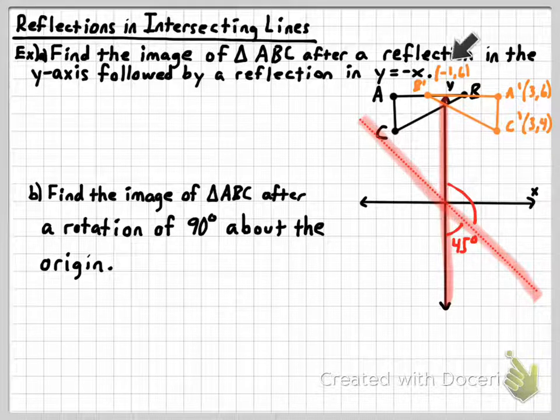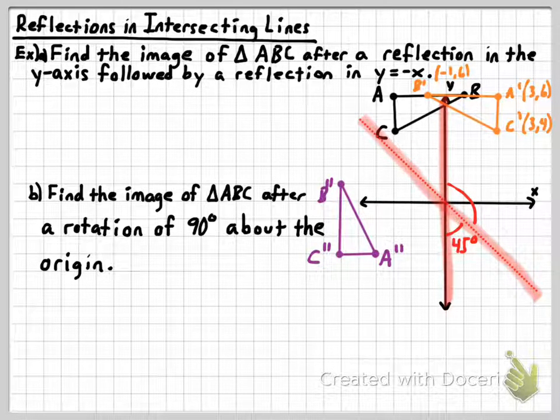So negative 1, positive 6 would get mapped to negative 6, positive 1. There's your B double prime. The point 3, 6 would get mapped to negative 6, negative 3. There you go. I just realized I didn't go up 1 unit for B double prime. Let's move that up there. That was where the negative 6, negative 1 was. Or negative 6, positive 1, excuse me. And then we're going to reflect the point 3, 4 to negative 4, negative 3.